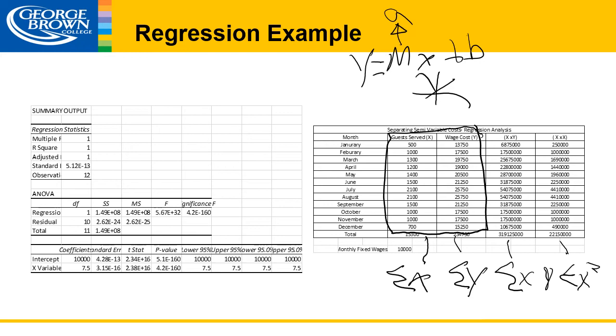Now these are the inputs that we use for the equation. The only variable that we're missing in this case is n. In this case, n is the number of observations, and we are observing 12 months, January through December, so n equals 12. When we put all these values into the equation, we get a monthly fixed wage or a fixed labor cost of $10,000, which is what we saw in the previous multi-point graph method.